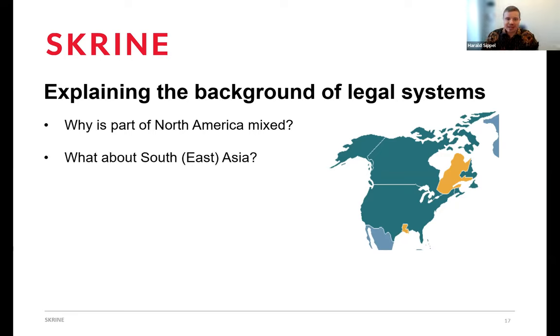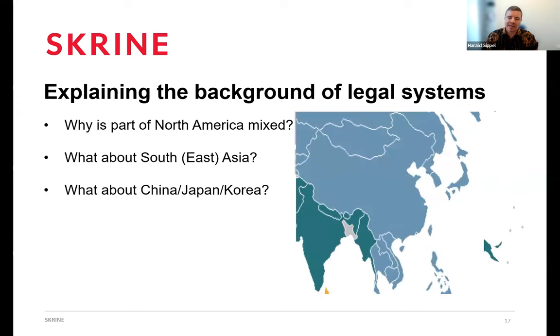What about Southeast Asia and South Asia? You may note that we have India here and Bangladesh and Nepal and Bhutan, they are common law. We also have, well, that's not shown here anymore, but down here we have Malaysia, which is common law. And of course, Indonesia, which is civil law. Why do you think India and Bangladesh are common law countries?